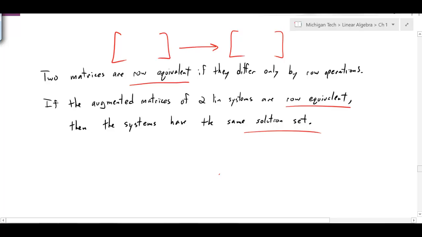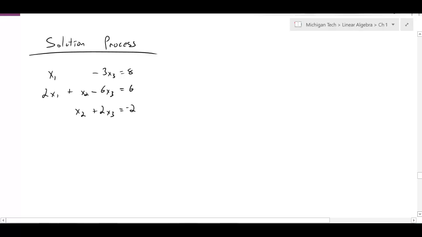All right, let's look at another example. So now I have a bigger linear system. This is one that might be hard for me to do by hand, but I'm going to follow the same steps I did before. I'm going to translate this into an augmented matrix. So I look at that first equation. It says 1 times x1 plus 0 times x2 plus negative 3 times x3 is equal to 8. And in the second equation, I get a 2, 1, negative 6, and 6. I get a 0, 1, 2, and negative 2. So I've created this augmented matrix.